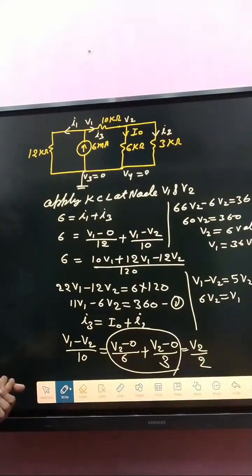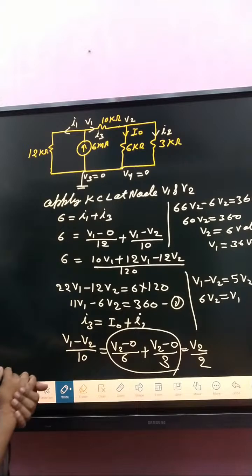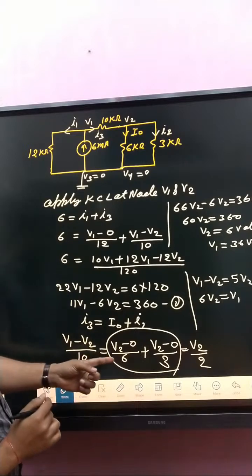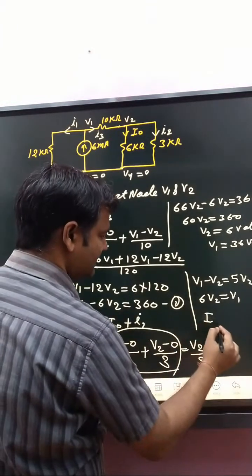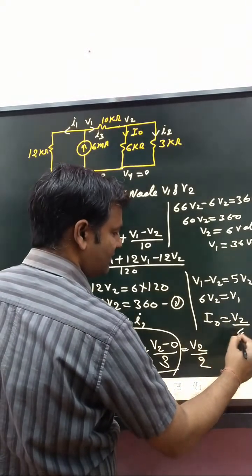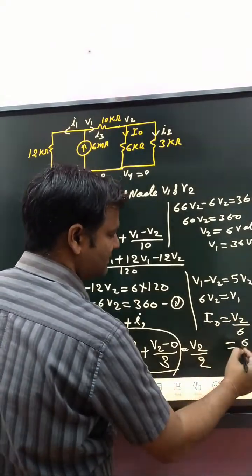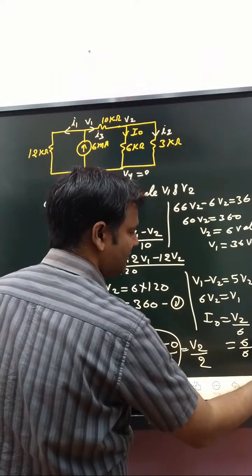Now after that, our motto is to determine I0. What about I0? I0 is basically V2 by 6. You put here V2 is 6, so 6 by 6. That is 1 milliampere, which is the right answer.